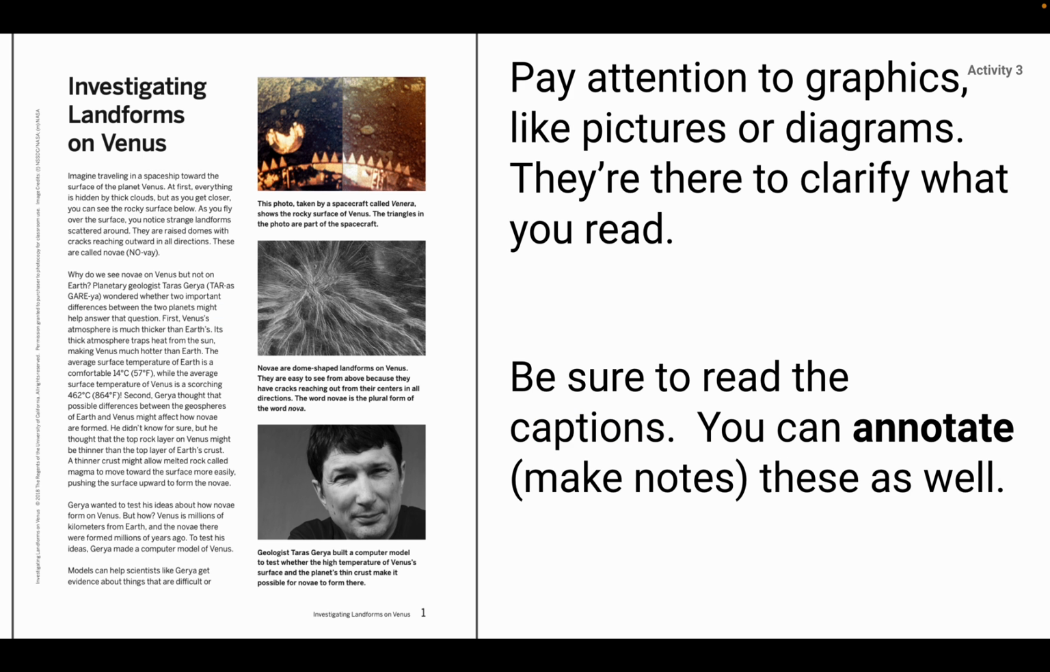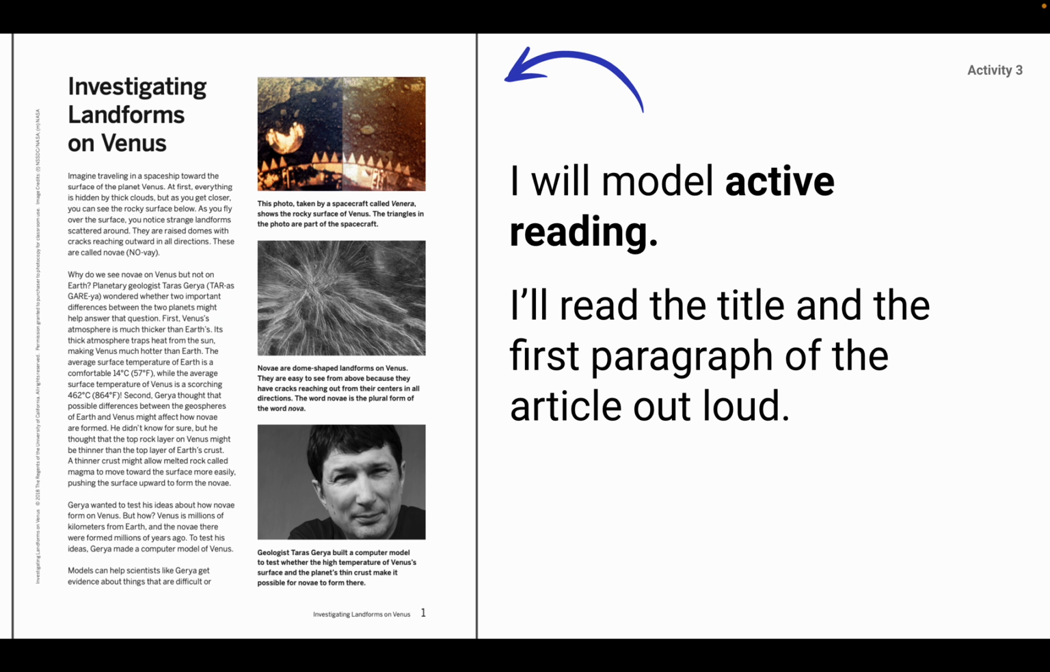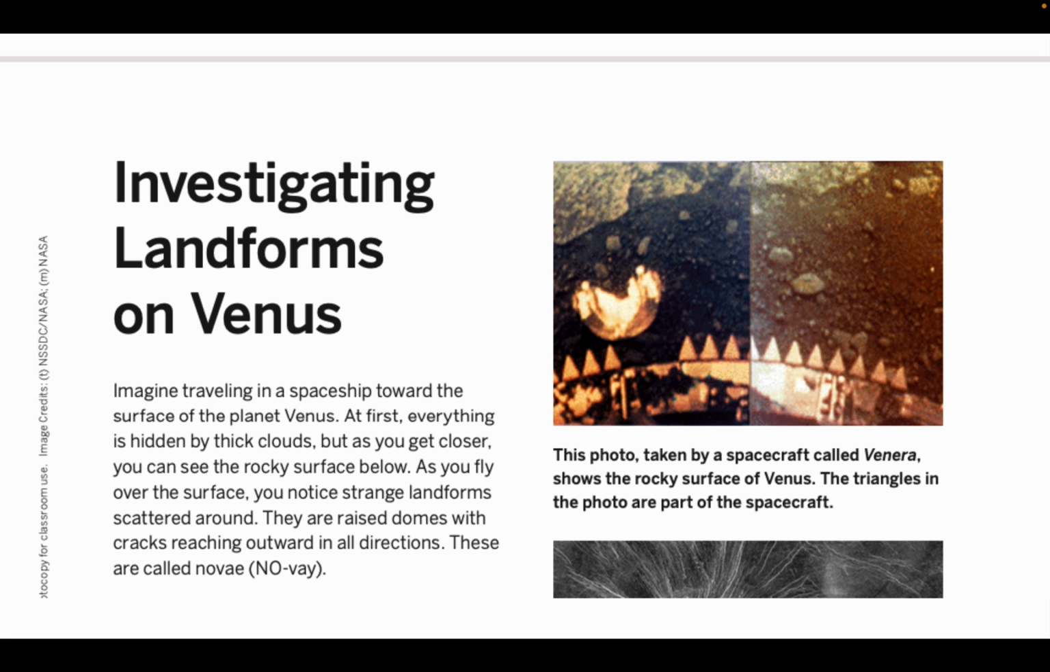Okay. So I'm going to model the first part of active reading. I'm going to read the title and the first paragraph of the article out loud, and then I just let the kids go on and do their thing. Okay. So the very first thing you see is Investigating Landforms on Venus. Now, unfortunately, I don't have a writing tool. I'm using my computer, not my iPad, and so I'm just going to have to describe this to you.